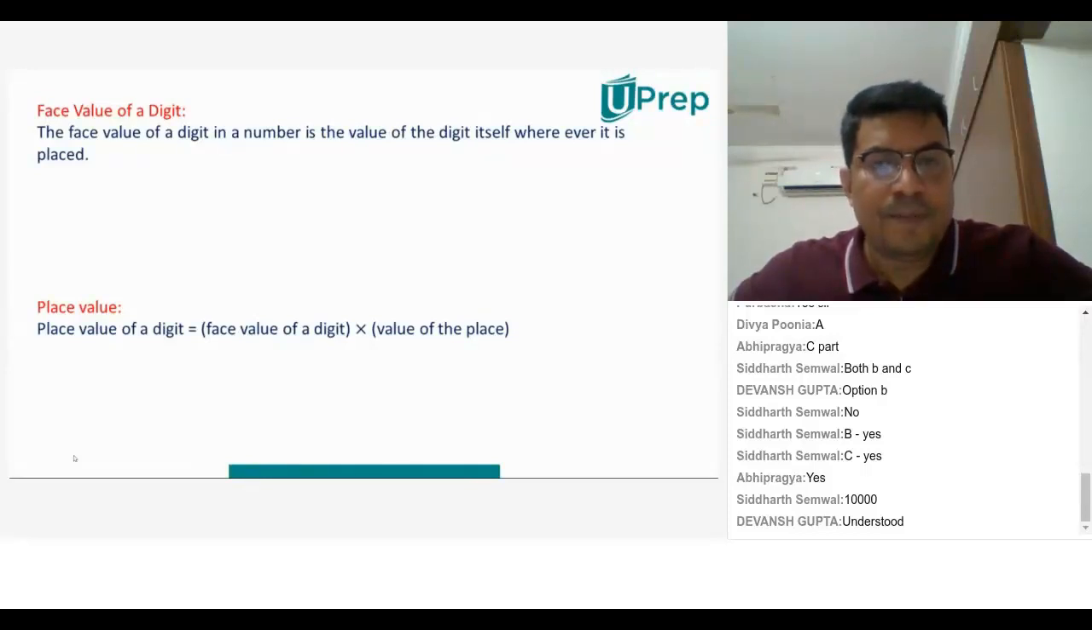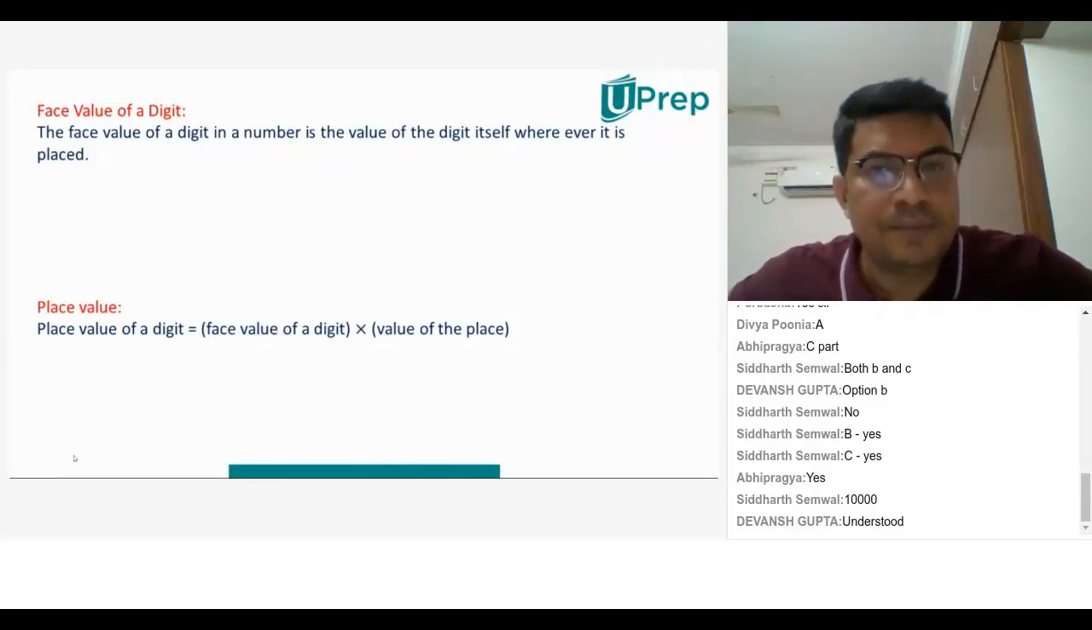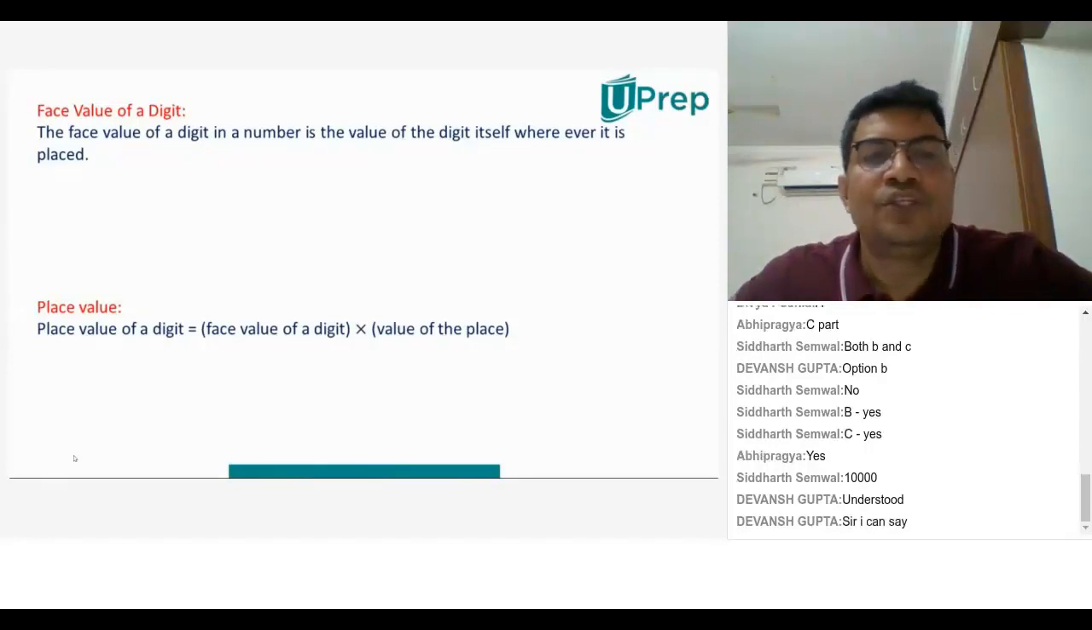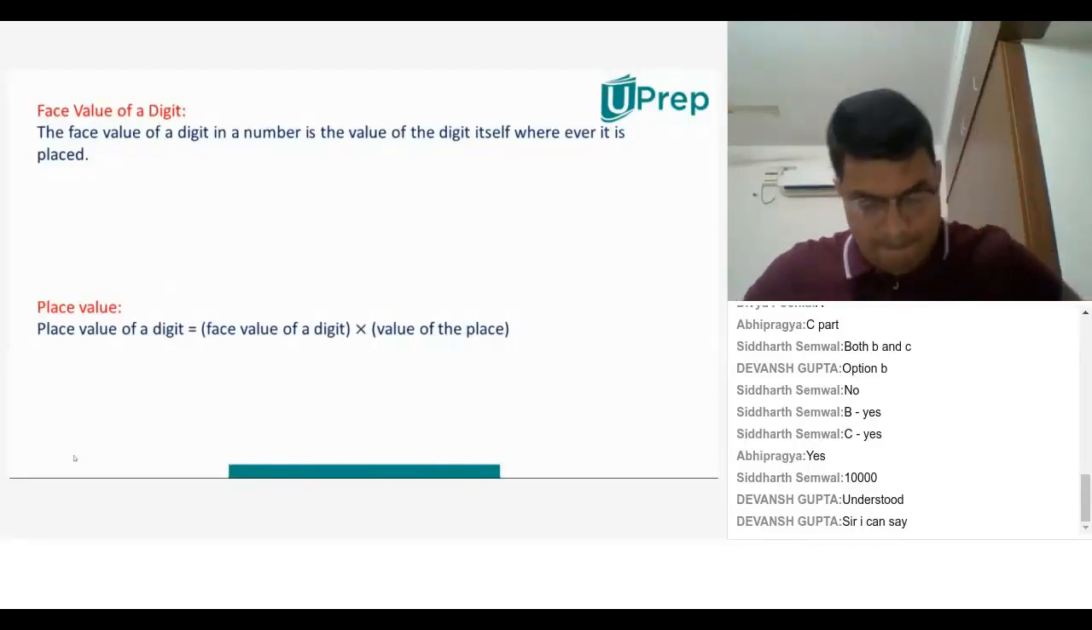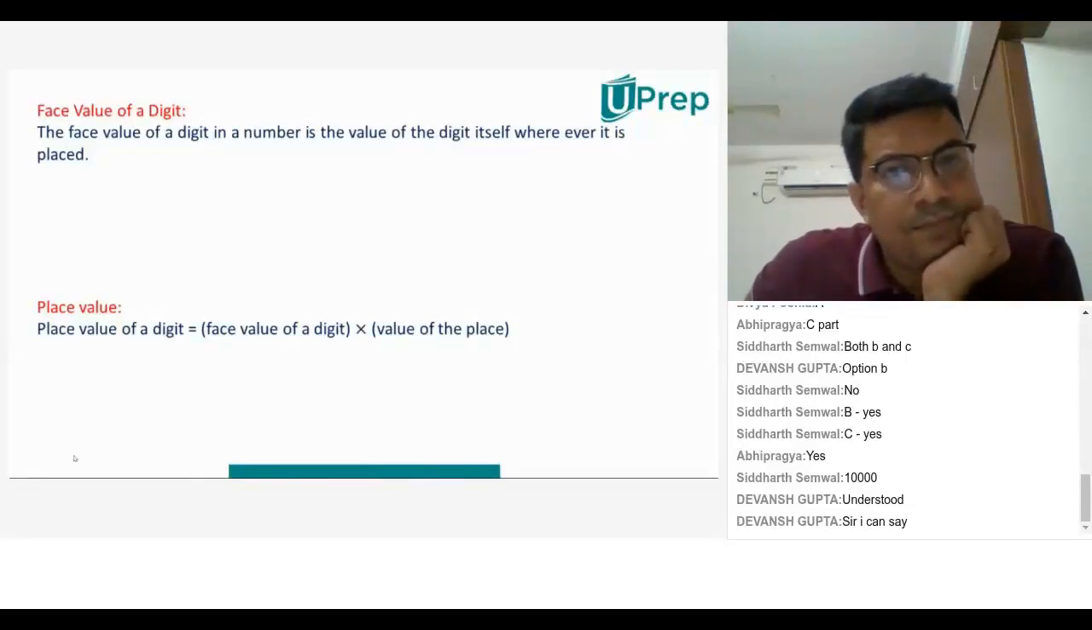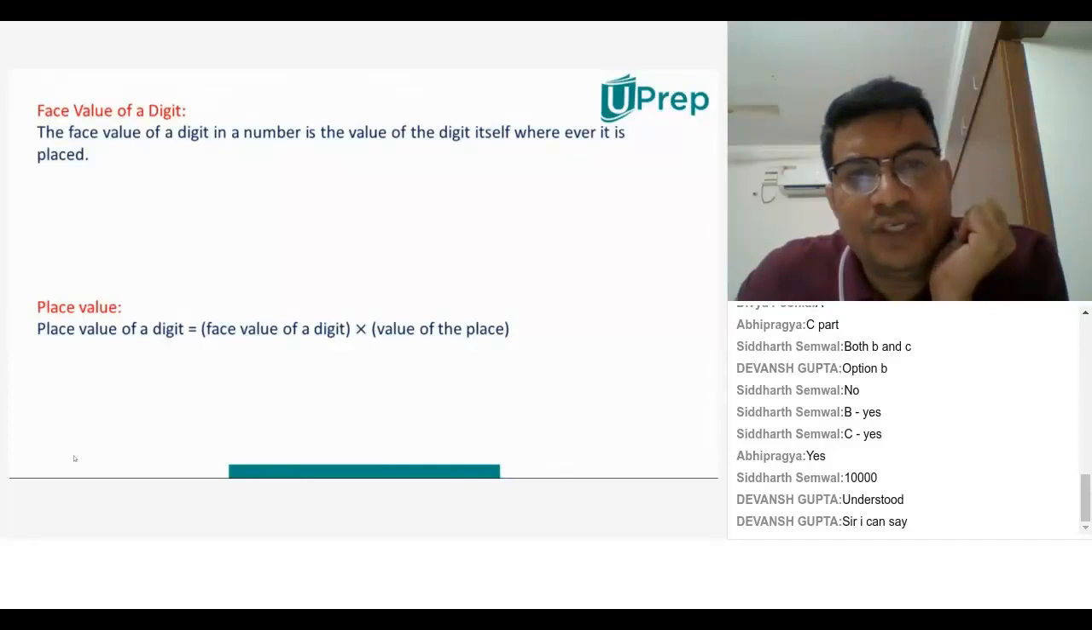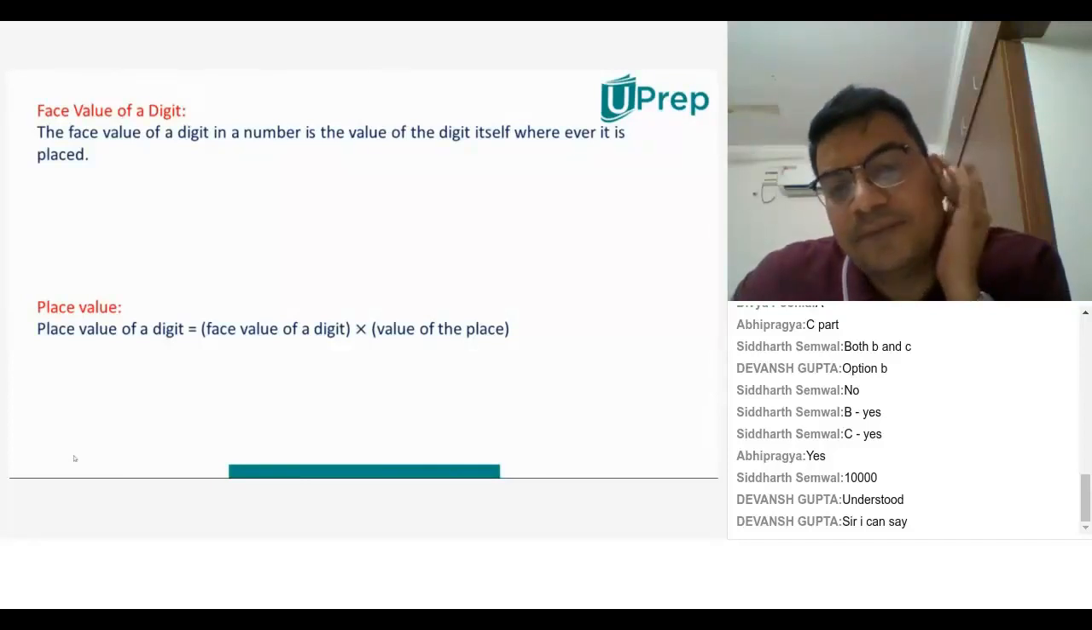Place value means in which place the digit is. Okay. Fazil, can you be a little clearer? Okay, Devansh, I'll give you a chance. Let Fazil answer. Okay. Devansh, you can explain.